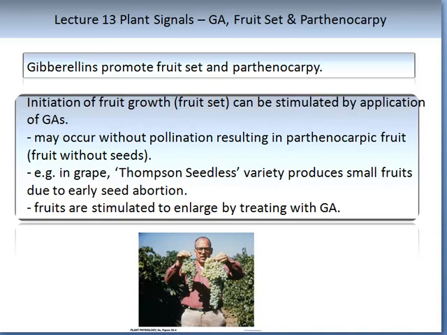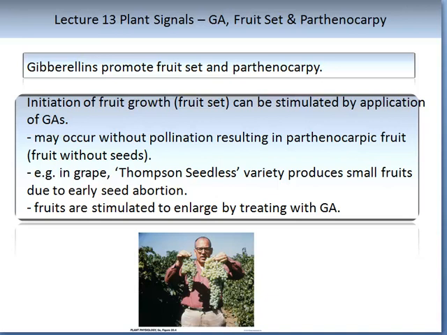Gibberellins promote fruit set and parthenocarpy. Initiation of fruit growth can be stimulated by the application of GAs. This may occur without pollination, resulting in a parthenocarpic fruit, which is fruit without seeds. This is how the variety Thompson Seedless is produced.